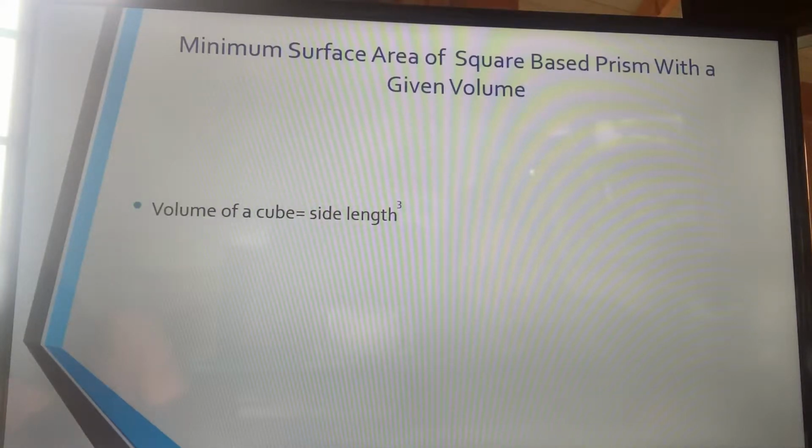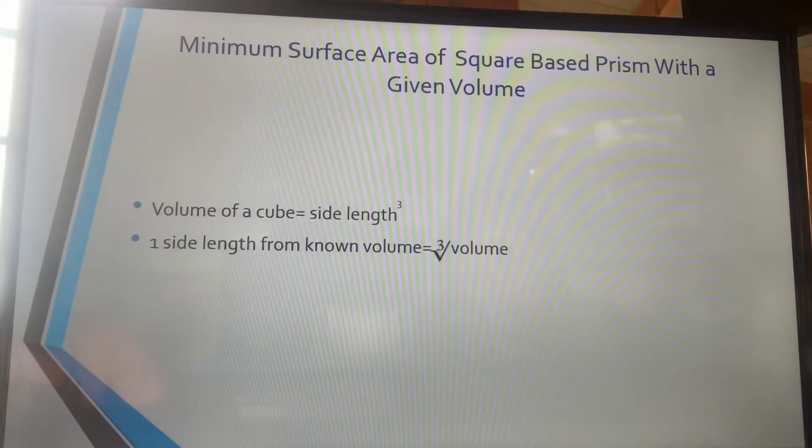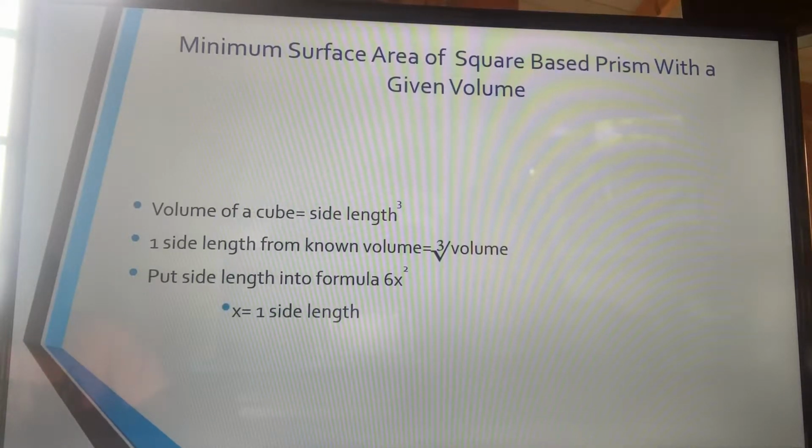To get the volume of a cube, you have to cube the side length, or multiply it by itself 3 times. So, the formula to get one side length from a known volume is to cube root it. After knowing the side length, you can put it into the formula 6x squared, where x is the side length, because all side lengths of a cube are equal. This will give you the minimum surface area for a given volume.